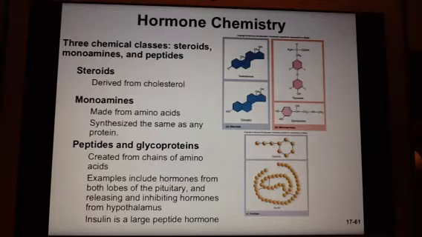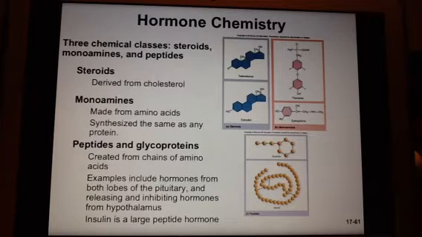So hormones can be broken up into three chemical classes. Again, we call them chemical messengers. That just means that they're compounds, and they can fall into these three chemical classes. So steroids, which are derived from cholesterol, monoamines, which are made from amino acids, and then peptides or glycoproteins, and those are chains of amino acids. And I included that picture right next to it just so you can kind of see.